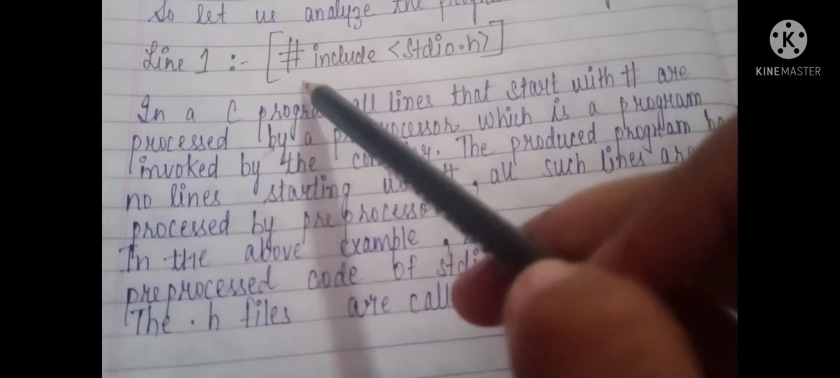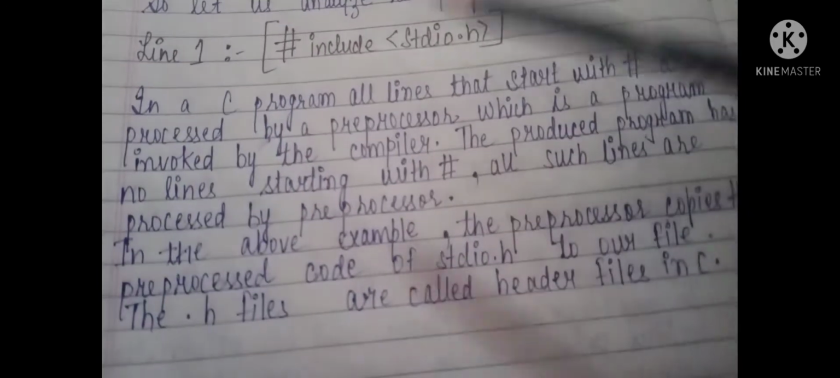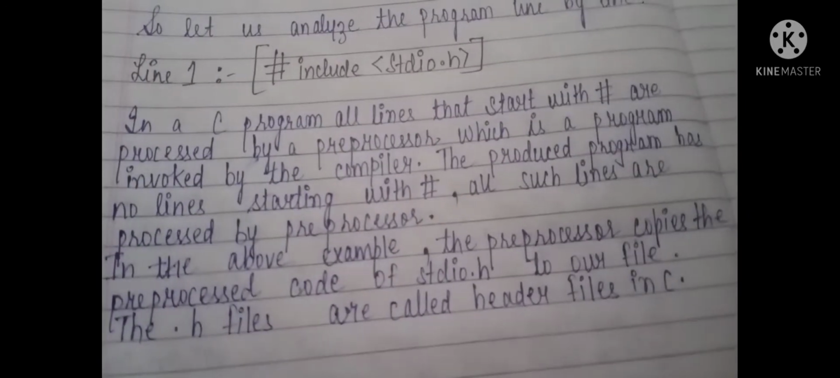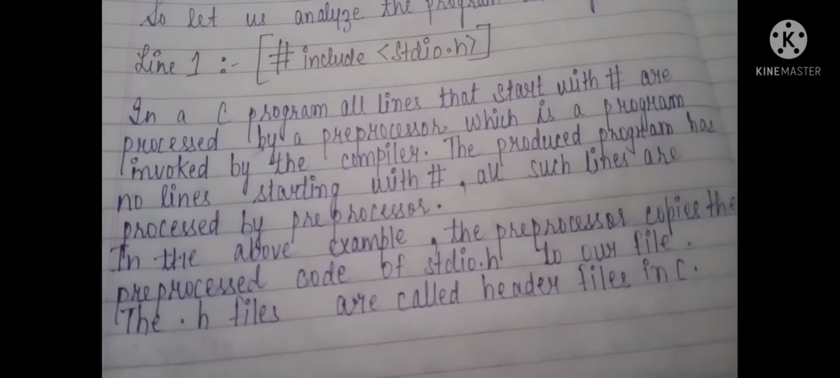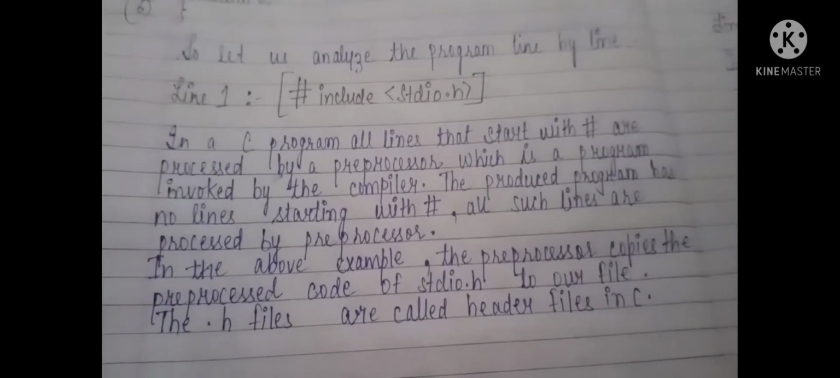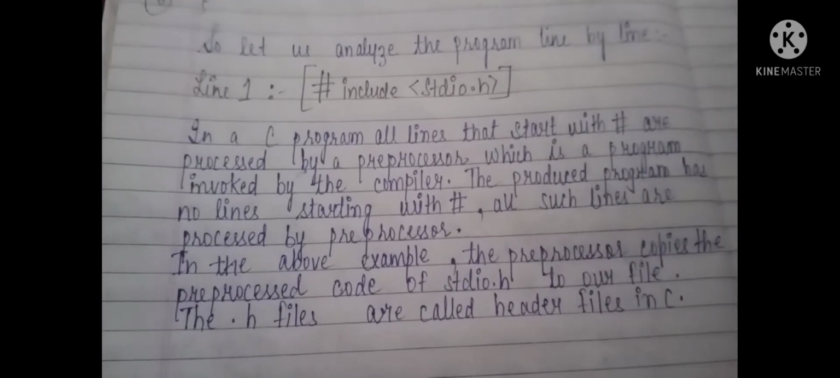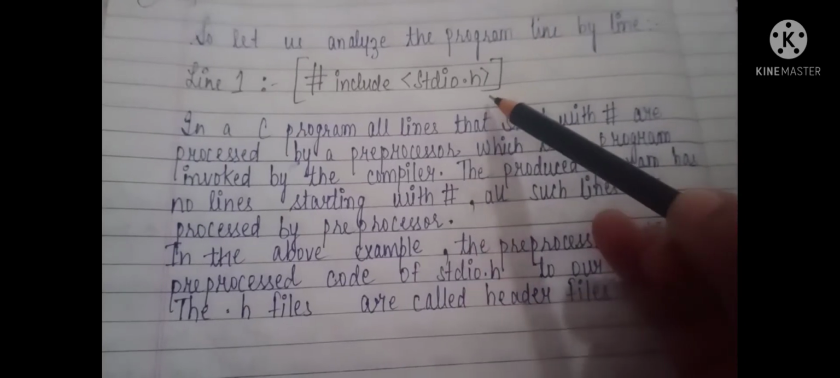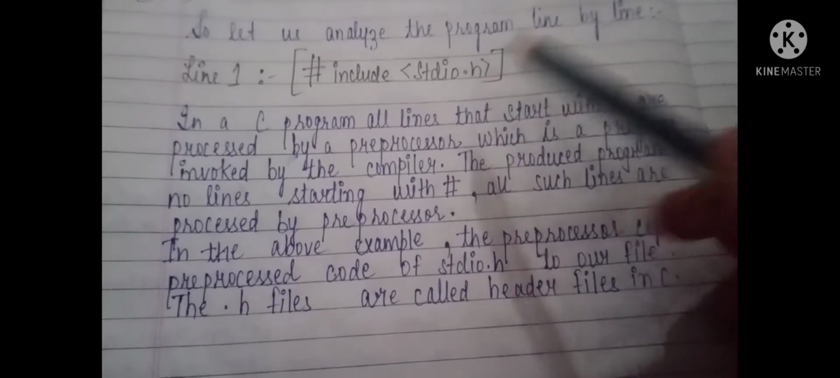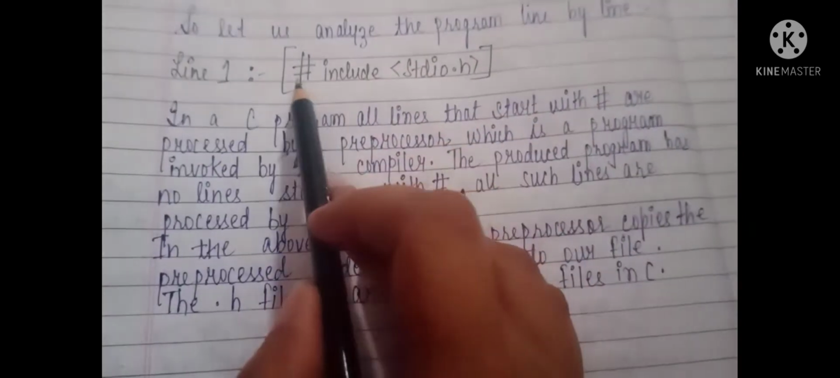Every program needs to start with hash. The preprocessor copies the preprocessed code of stdio.h to a file. The .h files are called header files. Okay, .h files are called header files in C. So you get that. What does this mean?